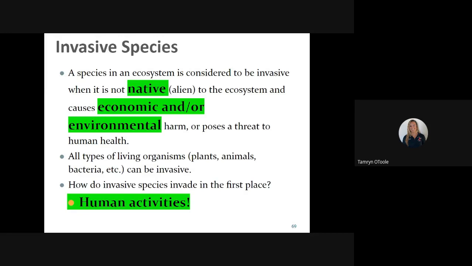So these alien species, these invasive species, usually cause economic and environmental harm, or they end up posing a threat to human health. So we can have all different types of invasive species. Y'all see one all the time when you're driving through Charlotte, and that's the big kudzu vines that grow on the sides of like 485 and 85. Kudzu is an invasive species. Basically overtakes a complete ecosystem. There are certain types of clams that are invasive species that ruin river ecosystems as well.